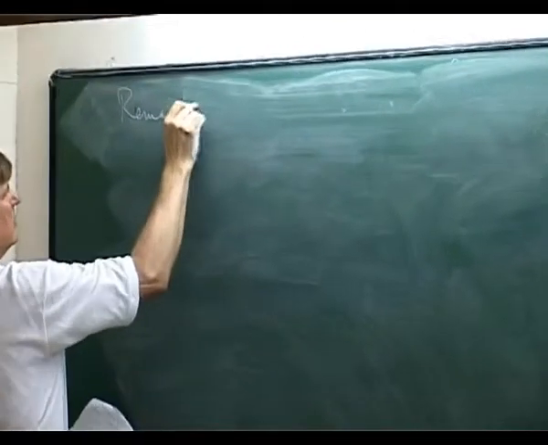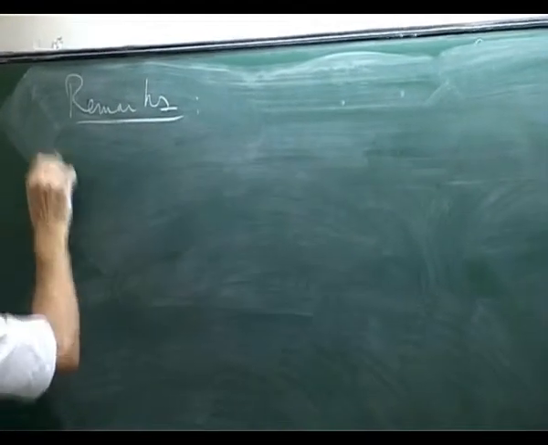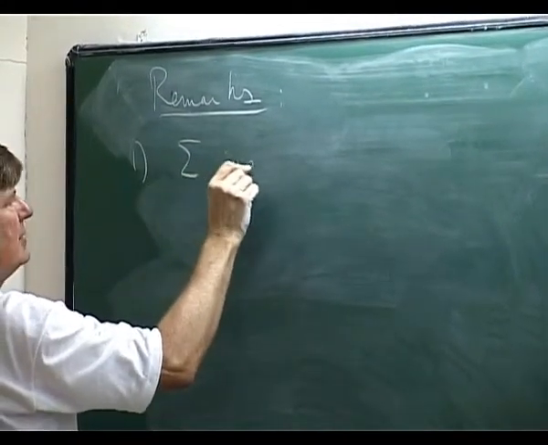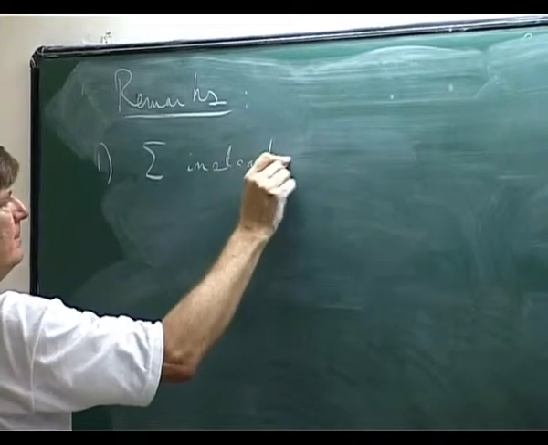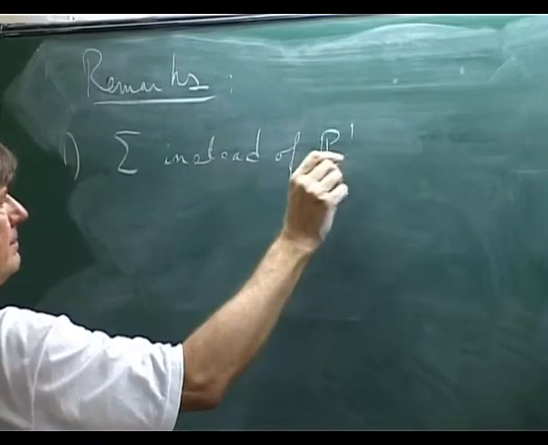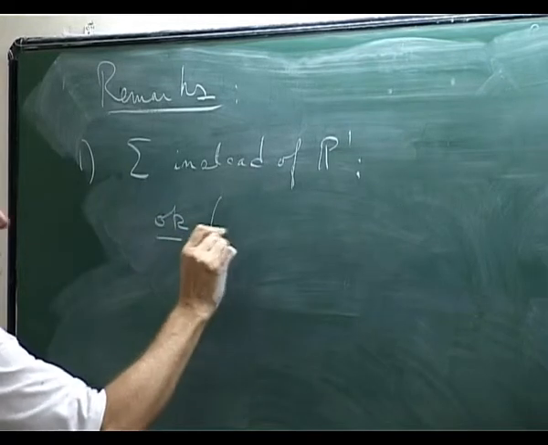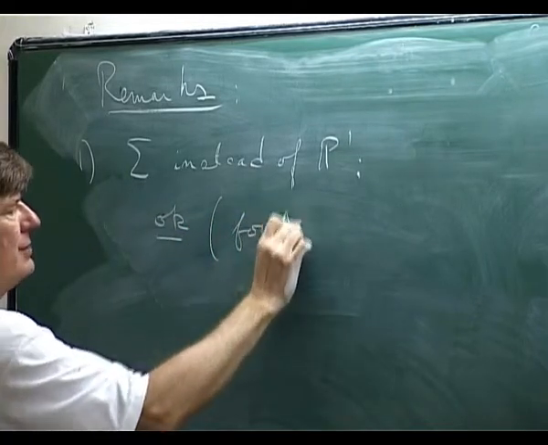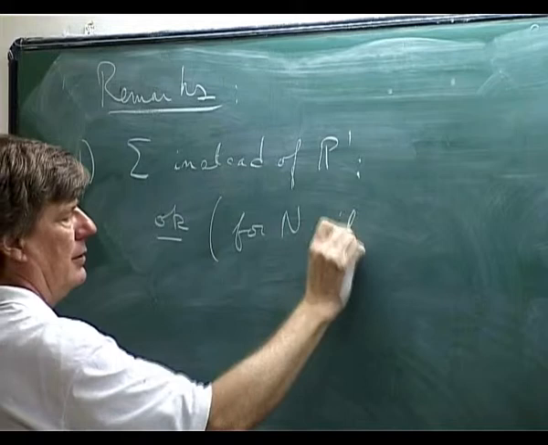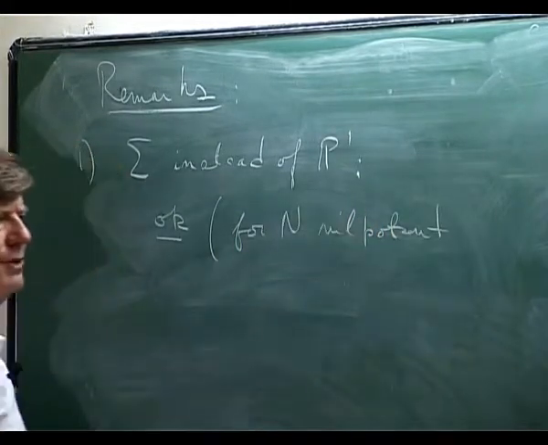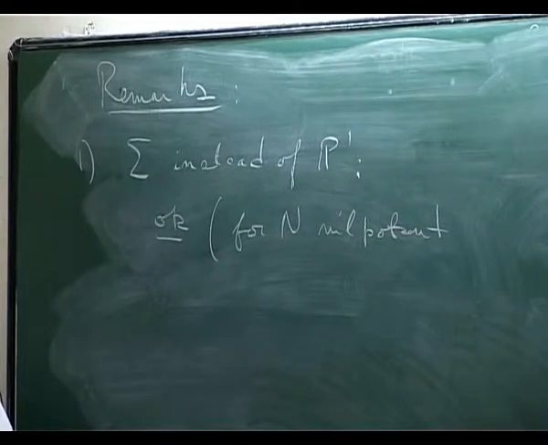So maybe remarks. Well, the first remark is if you use sigma instead of P1, it's okay, at least for n nilpotent. I did that one. You can perhaps do the general case. I must admit I didn't try.